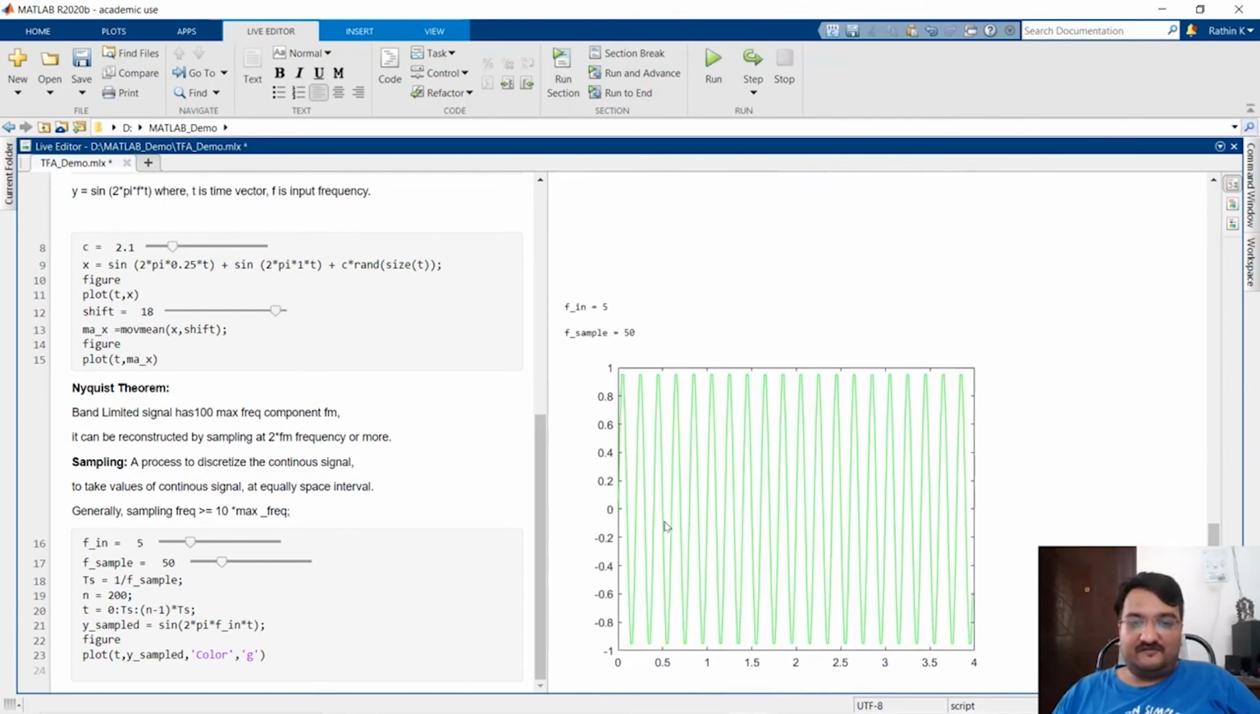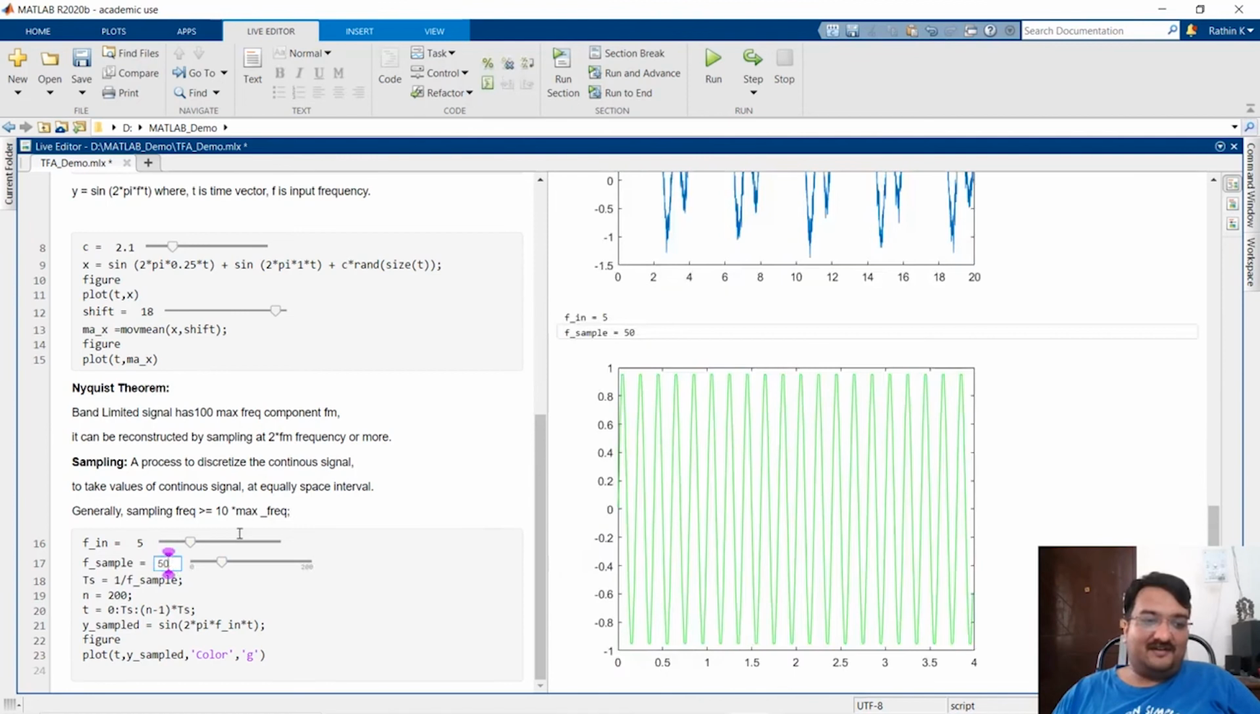Now I have changed it to 50. Can you see a little bit here? It is a little tapered, or not proper, with inconsistency. It is not exactly the sine wave which we want. When you change the sampling frequency, you can compare it. That's why I kept a slider here. It's very easy to analyze.